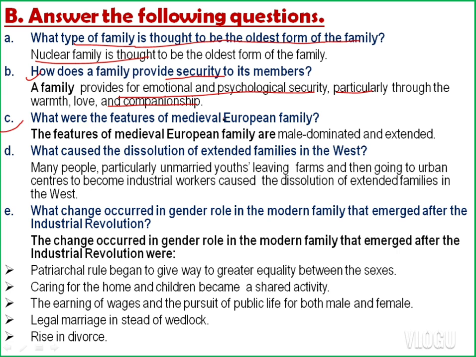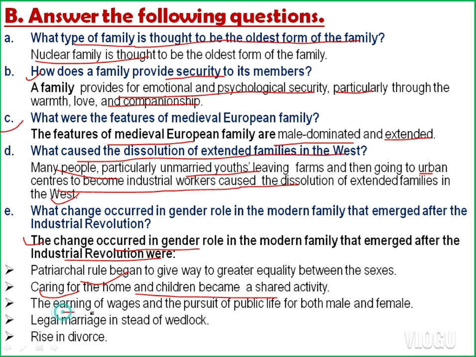Question C. What were the features of medieval European family? The features of medieval European family are male dominated and extended. And D, what caused the dissolution of extended family in the West? Many people, particularly unmarried youths, leaving farms and then going to the urban centers to become industrial workers caused the dissolution of extended family in the West. Then question number E. What change occurred in the gender role in modern family that emerged after the industrial revolution? So the answer is the changes that occurred in the gender role in the modern family that emerged after the industrial revolution were: the first one, patriarchal role began to give way to greater equality between the sexes. Caring for the home and children became a shared activity. Third one, earning of the wage and pursuit of public life, both male and female. Legal marriage instead of wedlock, and the last one, rise in divorce.